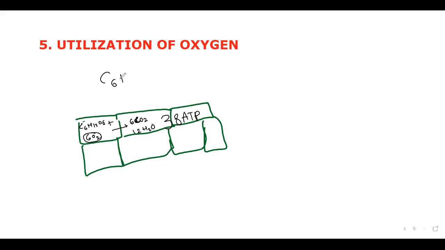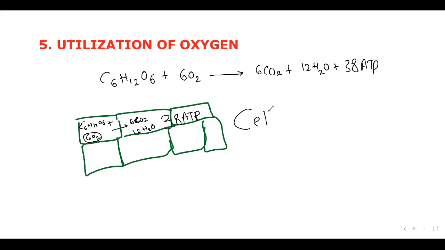Not a new equation, what I am saying from the beginning. Utilization of oxygen, simply we can say here. So breakdown of glucose with the help of oxygen, and we get some energy. Okay. So we call it cellular respiration.